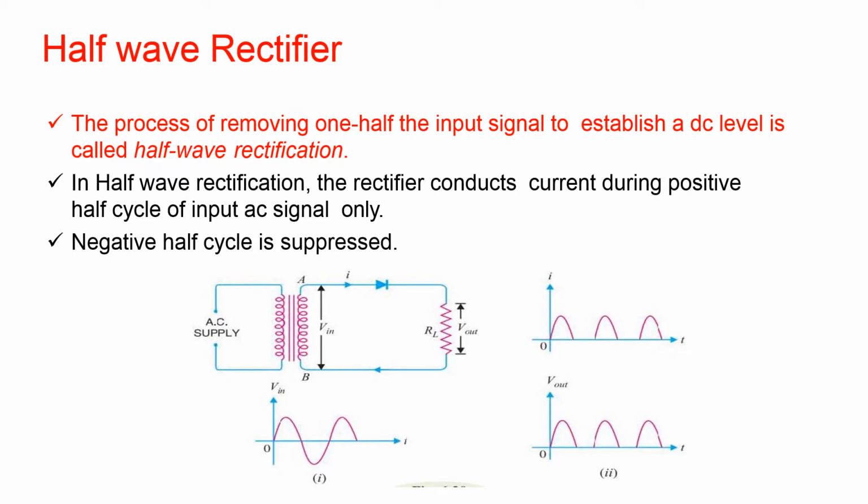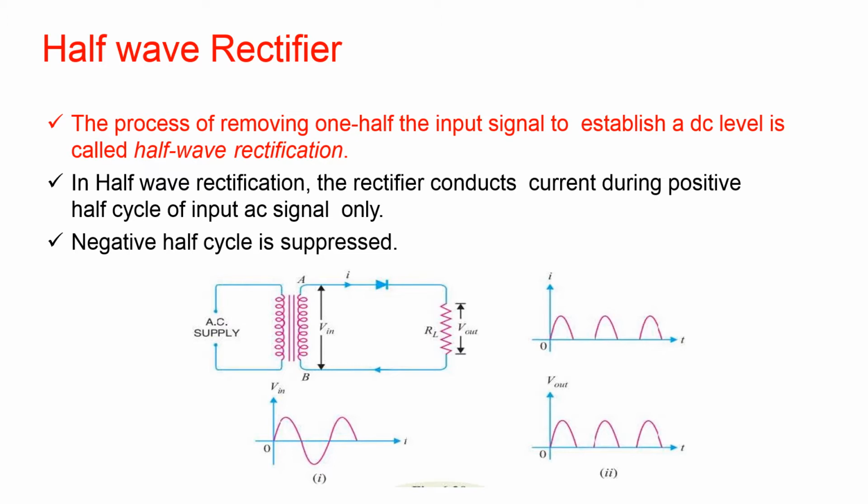Now, this is a circuit showing a half wave rectifier. As you can see here, for a half wave rectifier, we need only one diode. This coil shows the transformer which will convert the AC supply into DC. RL is the load resistance.